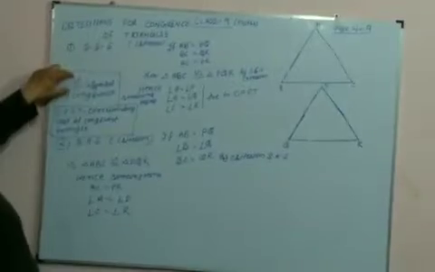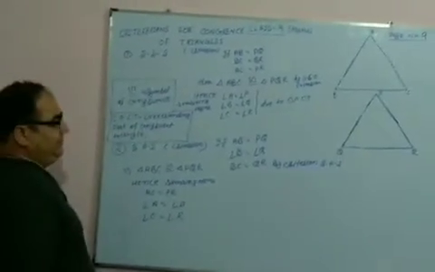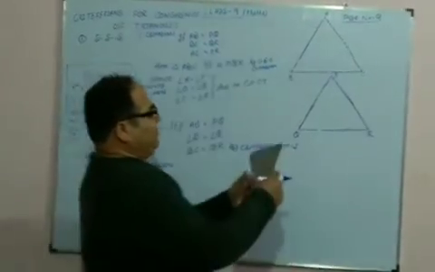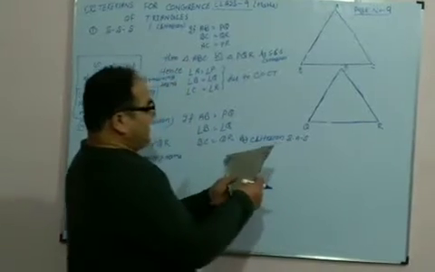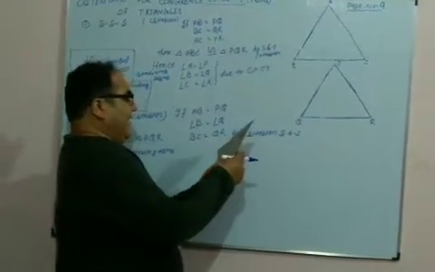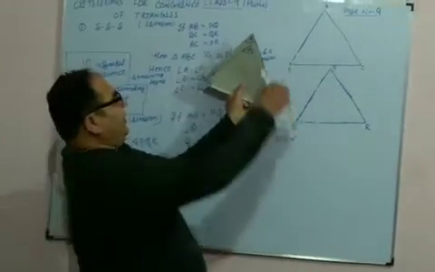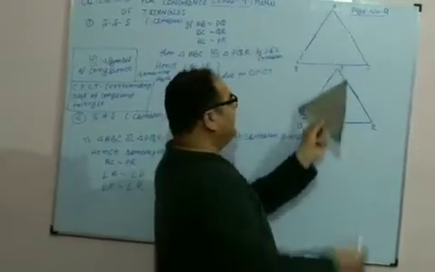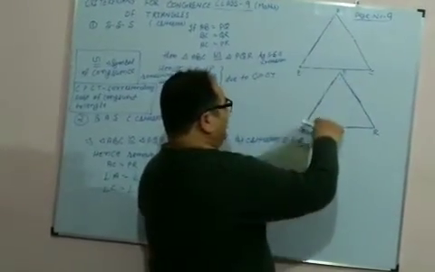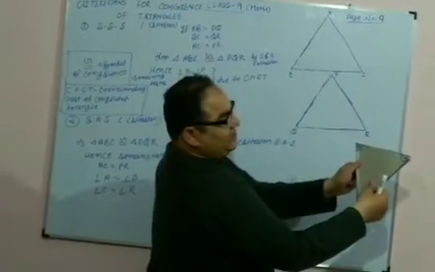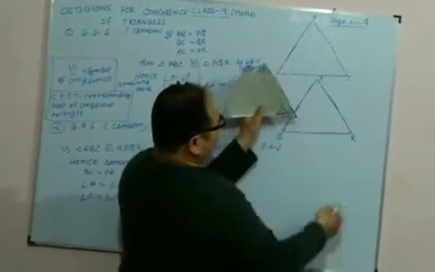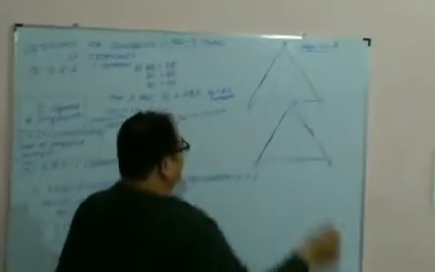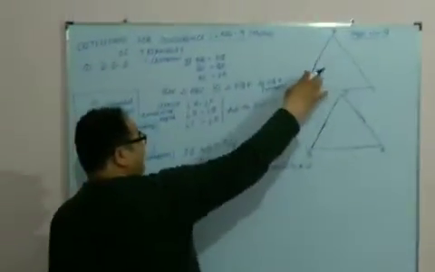This symbol is used for congruence. So by criterion SSS, these two triangles are congruent. Just like you try to understand, AB, BC and PQ are equal, then angle A equals angle P, overlapping each other. Angle B equals angle Q, also overlapping each other. Angle C equals angle R, also overlapping each other. So these two triangles are congruent by criterion SSS.